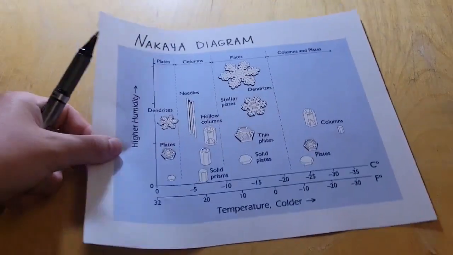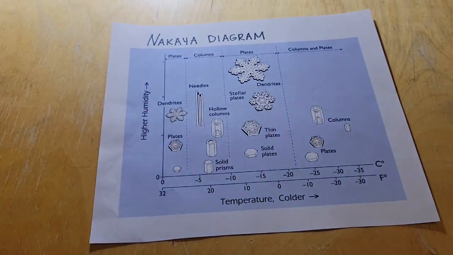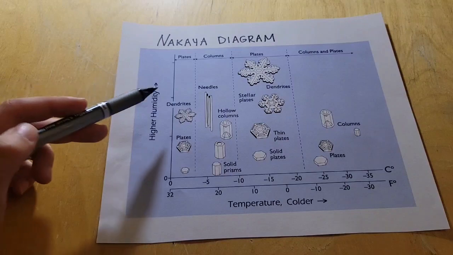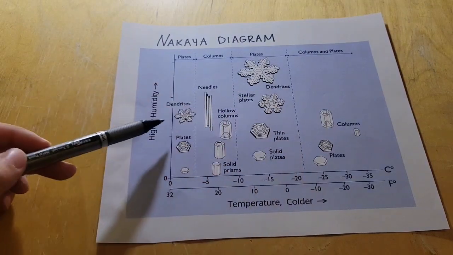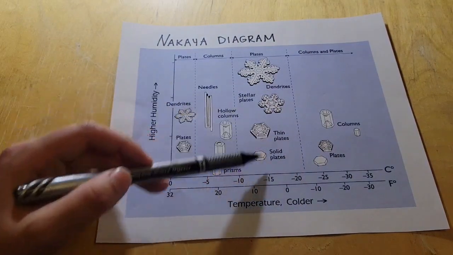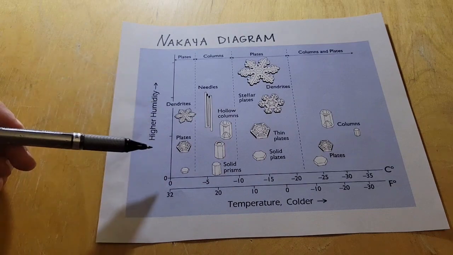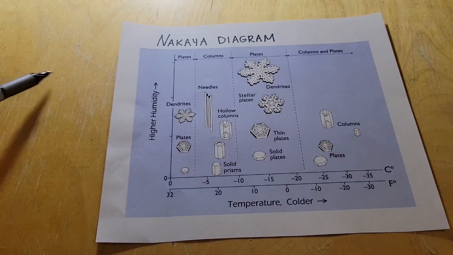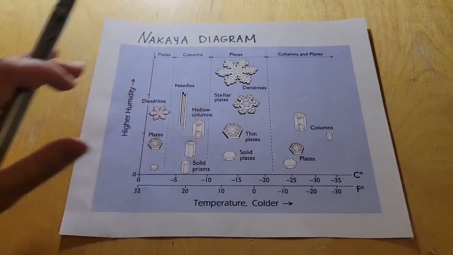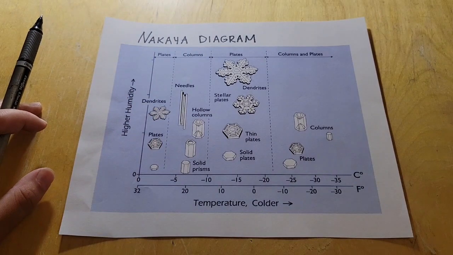We can't just stop at plates and dendrites though. Snowflake scientists such as Nakaya have found many different types of structures that you can have, like needles, columns, thin and solid plates happening at different humidities and temperatures. This shows that there's a wide range of things that can happen with snowflakes, and it's quite a fascinating field.